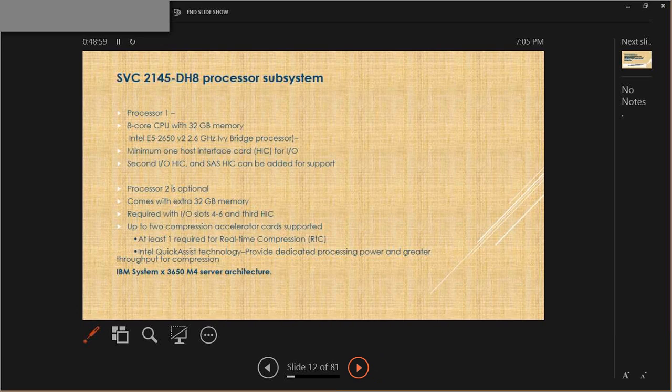Similarly, architecture-wise, the second processor is also similar, but it is required with IO slot 4 and 6 and the third host interface card. So basically, slot number 4, the first slot in the second processor, and the third slot in the second processor are utilized for the compression accelerator card, which is used for compressing the volumes, right? And the middle slot can be utilized for connecting another host interface card, for example for fiber channel connectivity, for I2C connectivity, etc. Okay? And it uses the IBM System x3650 M4 server architecture. That specific architecture it utilizes. Okay?